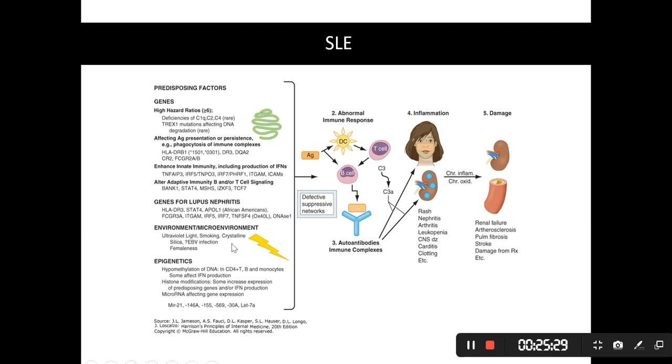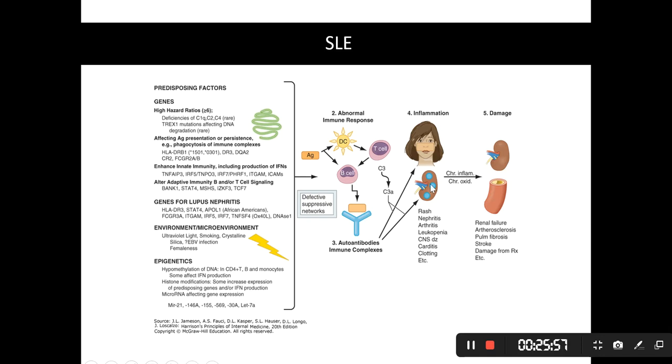So they found that UV light, smoking, or any infection, like EBV infection, can lead to SLE formation. There were also some cases where they found that genetic defects like hypomethylation and histone modifications have led to formation of autoimmune antibodies, which lead to the condition called SLE. And these autoantibodies are getting formed, along with B and T cells.